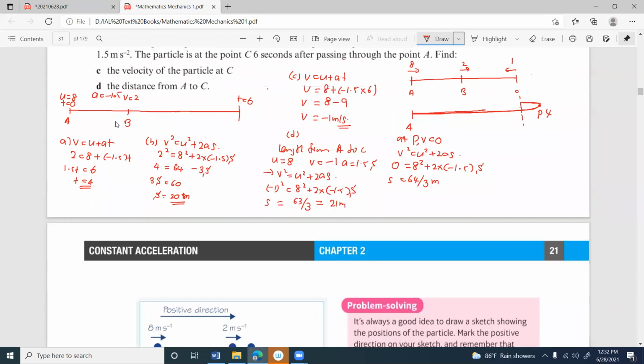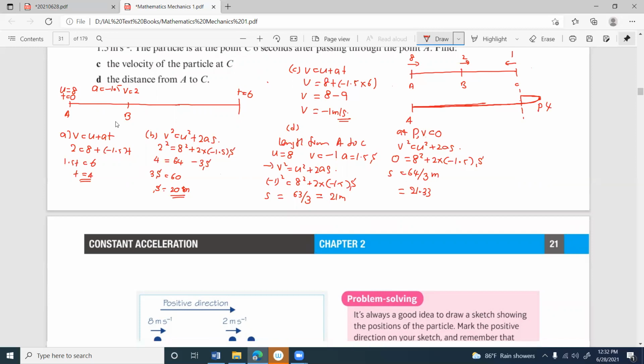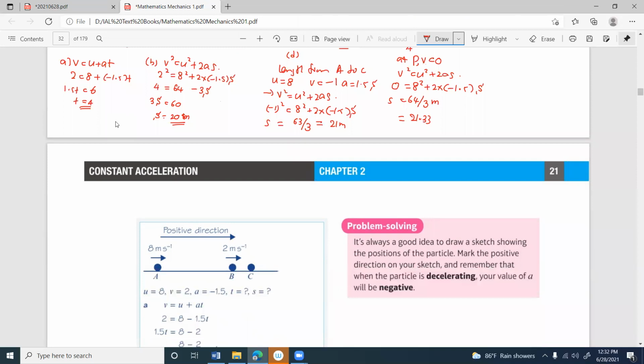Okay, right. 64 over 3 is how much? 64 divided by 3 is 21.33. This is 21.33. Now we need to find the total distance traveled. Right, then let's do a little bit of geometry. This is how it comes.